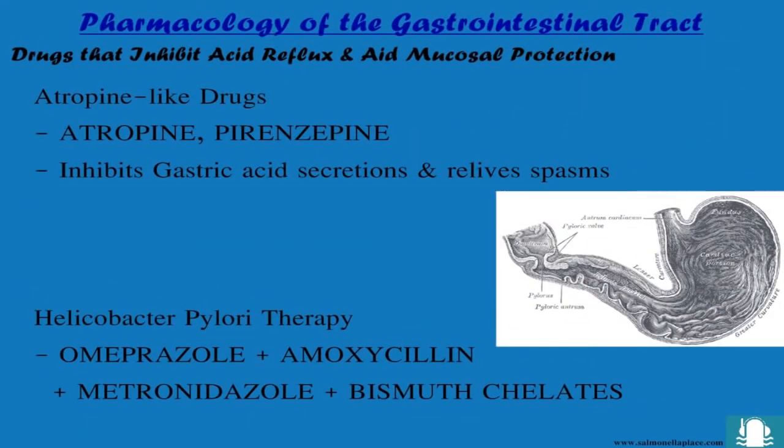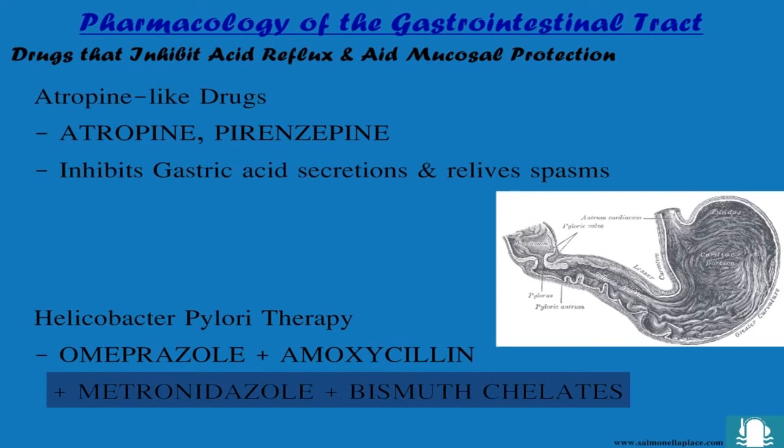Now, still on the inhibitors of acid reflux, I'd like to mention atropine-like drugs, including atropine itself and pirenzepine, which is a muscarinic receptor antagonist, M1, and they inhibit gastric acid secretion and relieve the spasms around the ulcer. Now, the last group I want to talk about is actually the ones that treat Helicobacter pylori manifestation. And this is omeprazole with amoxicillin or clarithromycin, depending, with metronidazole, and finally bismuth chelates.